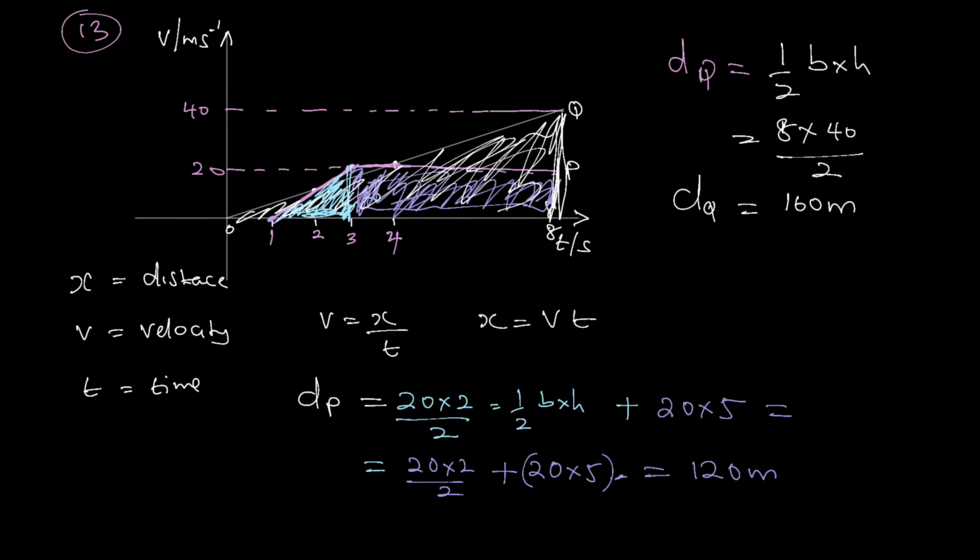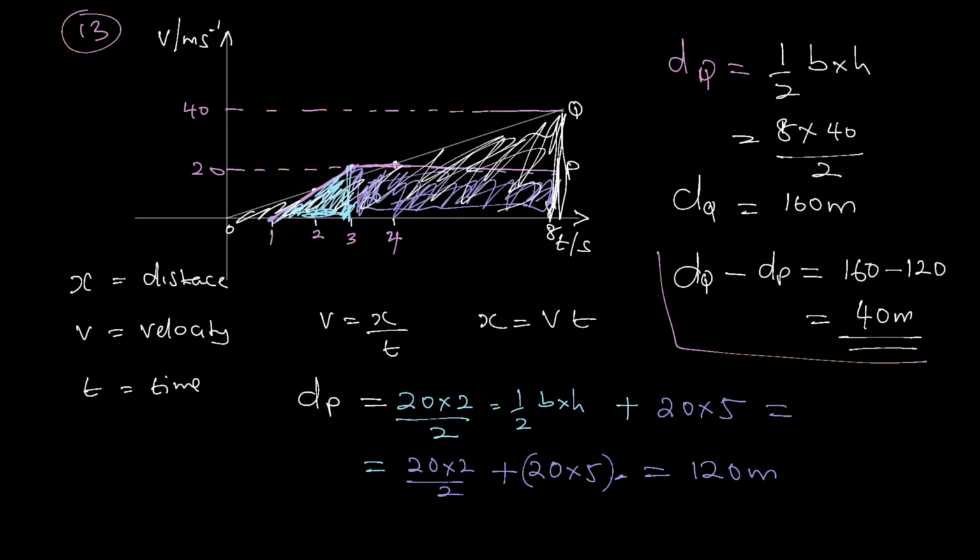And we need to find the distance between Q and P. That would be dQ minus dP, which is 160 minus 120, and that is 40 meters. So the distance we're looking for is A, and that's 40 meters.